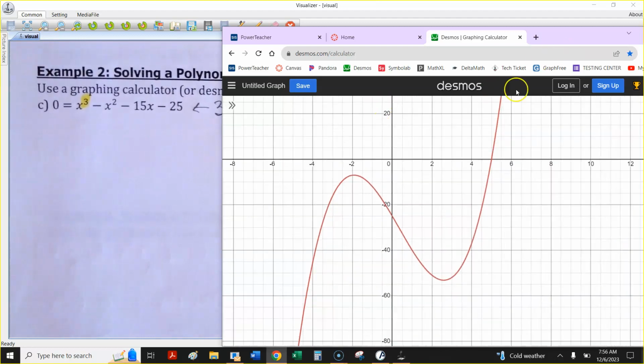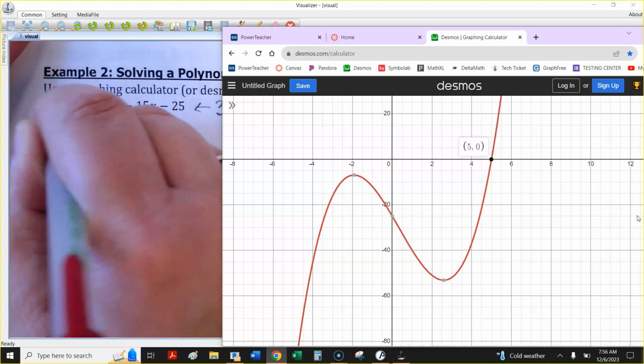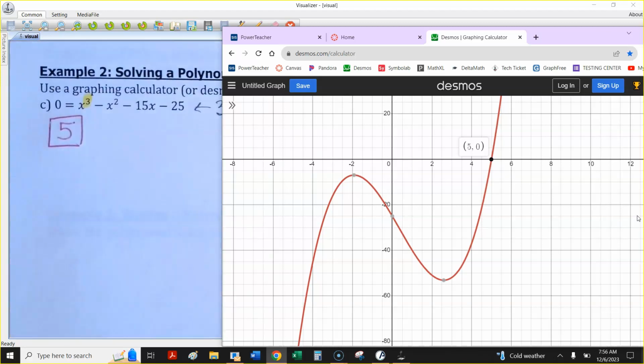Okay, so I'm supposed to have 3 answers, right? Okay. I only have one place where that touches the x-axis, right? I have a 5. So I know 5 is one of my answers. So I have to get 2 more answers. If you're looking at that graph, what is that going to mean about my other two answers if I only touch the x-axis once?